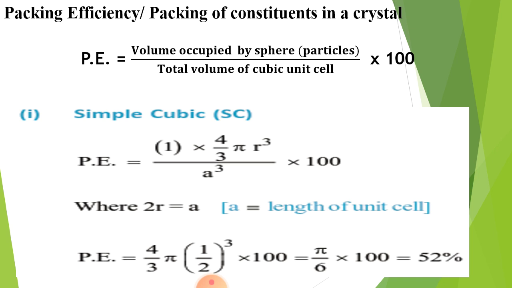Now we have to know about packing efficiency, or packing of constituents in a crystal. For this you have to know the formula. Packing efficiency is equal to the volume occupied by spheres, that is particles, divided by the total volume of the cubic unit cell, and multiplied by 100.